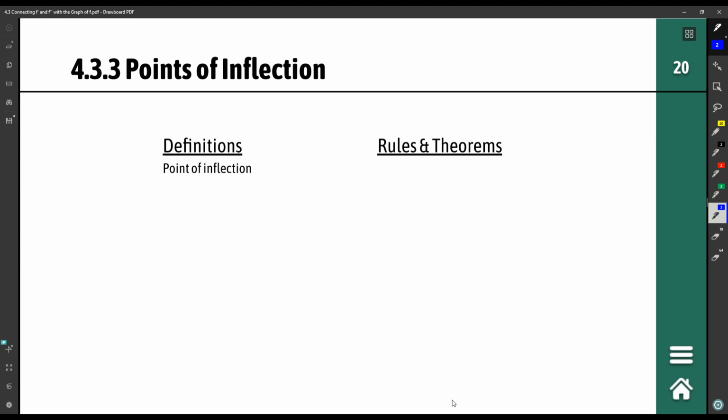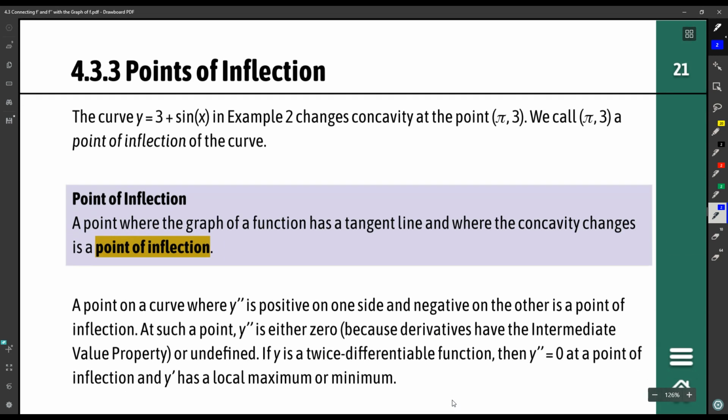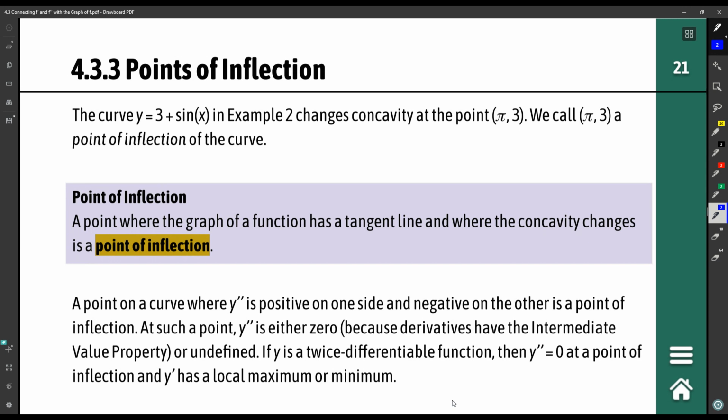We look next at points of inflection, which are a direct result of the last video on concavity. Just one new definition here, point of inflection, no rules or theorems, but lots of example questions. So the first thing we want to note is that the curve in the last example we did, y equals 3 plus sine of x, changes concavity at the point pi comma 3. In that case, we would call pi comma 3 a point of inflection of the curve.